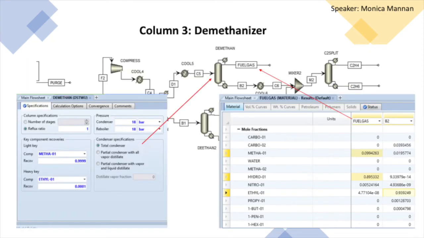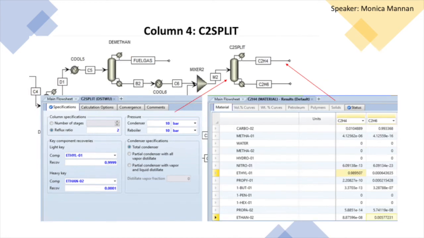The third column is called the Demethanizer, and it operates with a reflux ratio of 1. In this column, methane is specified as the light key, and ethylene is specified as the heavy key. The feed of this column was cooled to 20 degrees to avoid the vaporization of methane. This resulted in the distillate product being a mixture of methane and hydrogen, and therefore it was taken as a waste stream. The bottom product was a mixture of ethane and ethylene, which was further separated in the column C2 split. This column operates at 10 bar with a reflux ratio of 2.